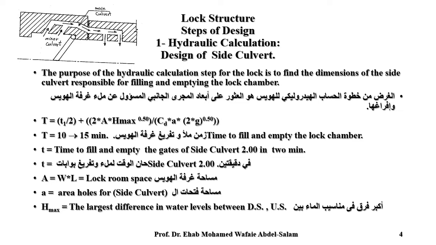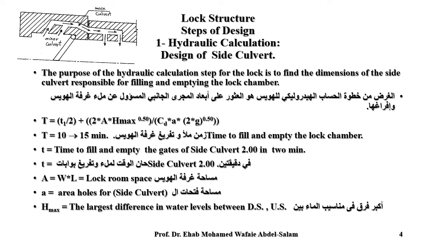The purpose of the hydraulic calculation step for the lock is to find the dimensions of the side culvert responsible for filling and emptying the lock chamber. Capital T is the time to fill and empty the lock chamber. Small t is the time to fill and empty the gate side culvert.